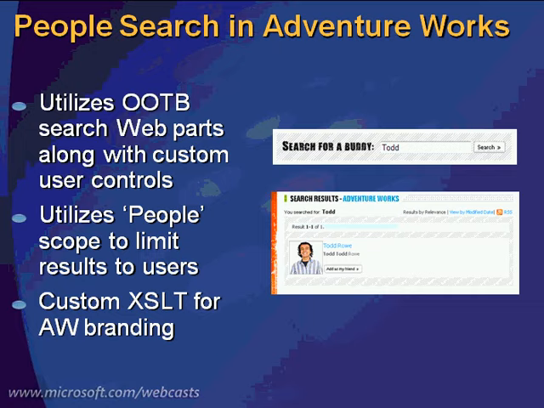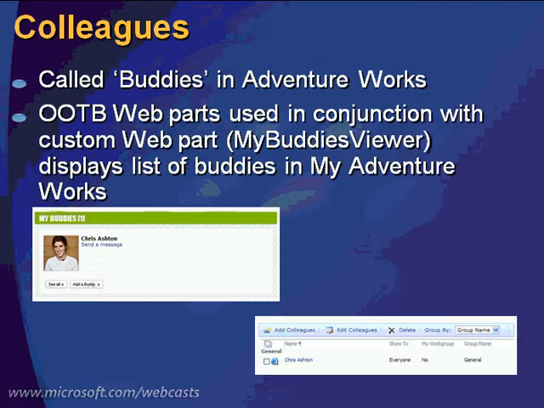People search is used inside of AdventureWorks to help you find your connection. Inside of our AdventureWorks portal, since we're targeting the public internet, we're not necessarily talking about colleagues, even though that's SharePoint lingo for a coworker or person. Here we're instead going to be calling those folks buddies. And again, people search limits the search result to just the people type of content inside of SharePoint, and we're going to be using some custom styling here to give us the correct AdventureWorks branding. And you can see a sample search result here on the page.